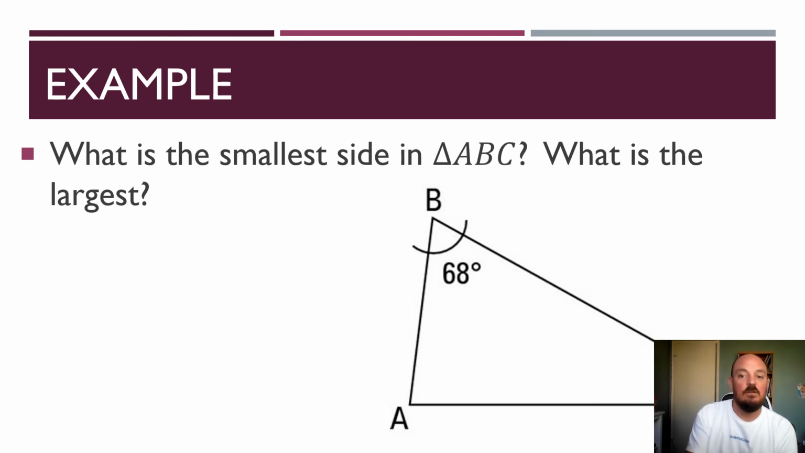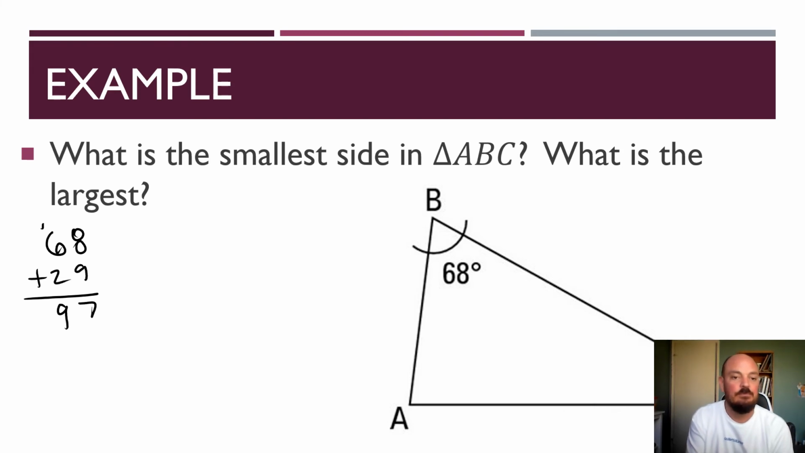So if I want to find angle A, what I can do is take the two I know and add them up. I'm going to do 68 plus 29. That would be 97. Now I'm going to subtract that from 180, and what I get is 83. So with a tiny bit of work, I figured out that angle A is 83 degrees. Now I'm ready to actually answer the question.